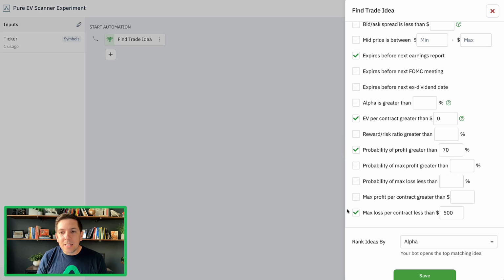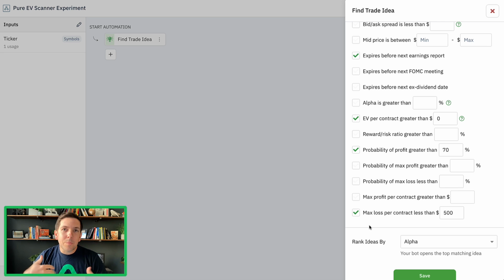The last thing I did is I did max loss less than $500. This ensured that I didn't get overly wide positions for the spreads that I was looking at. So sometimes if you don't include a max loss per contract, you might end up with a spread that's really, really wide. And so you get a little bit of premium, but you have this huge potential existential risk or kind of tail risk on the portfolio.